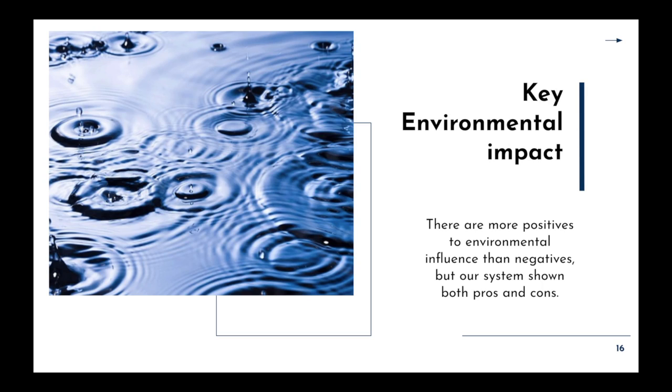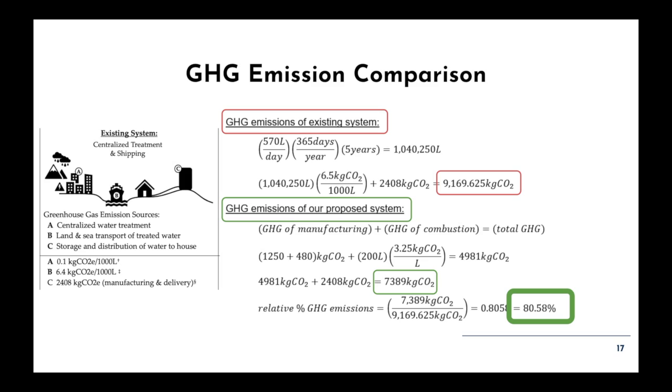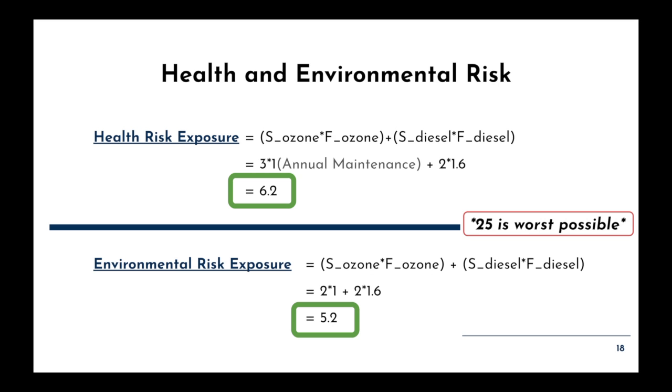Our system design shows both positives and negatives regarding environmental impact. We calculated and compared greenhouse gas emissions of the existing system and our proposed system. Based on the calculations, our system produces approximately 2,000 kilograms less of greenhouse gas emissions over 5 years compared to the current system. The stakeholder satisfaction we found to be 19.42% higher. According to the severity matrix and the frequency analysis, we discovered the ozone disinfection system and diesel generator will have a low impact on health and environment due to its low maintenance frequency.